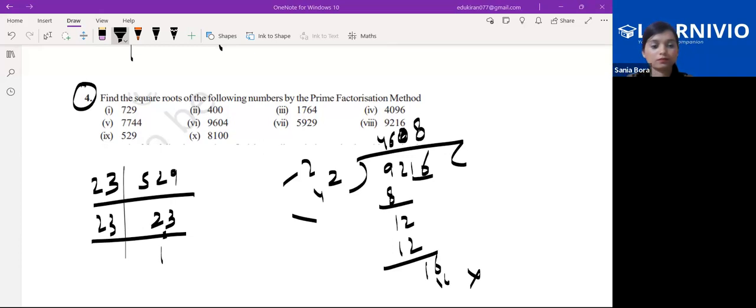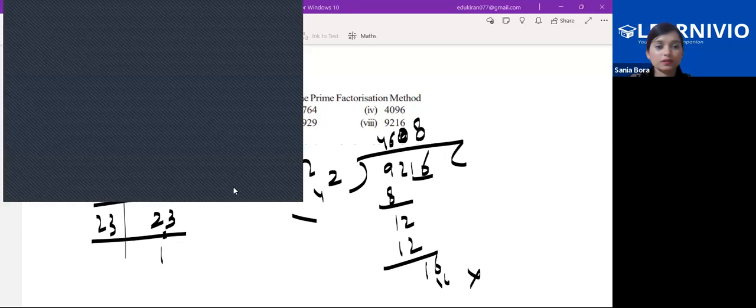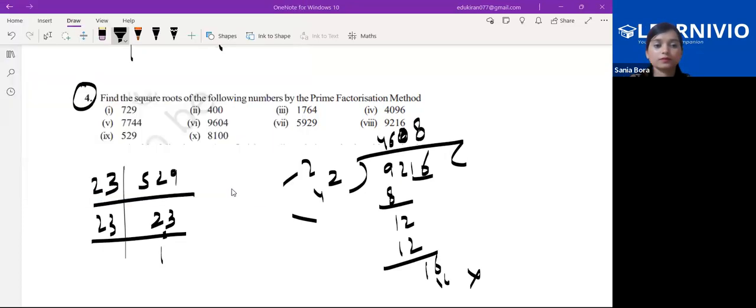I'm on the 10th one. I'm not getting it. Where are you stuck? Tenth one, tell me where you are stuck. Tell me, what happened? Ma'am, 8,100. I divide by 2. I got 4050. Okay, ma'am.